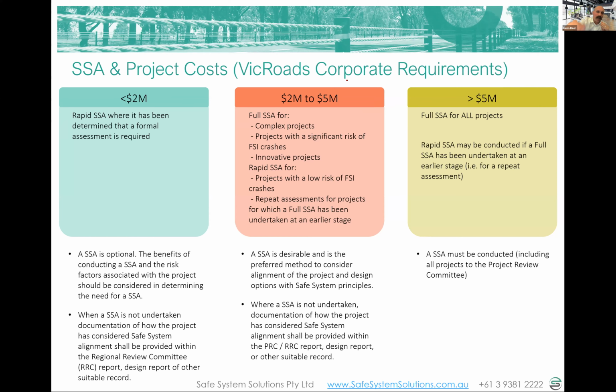But between $2 and $5 million, they're saying a full safe system assessment for anything complex or high risk projects or anything innovative or new, but that a rapid safe system assessment could be done on lower risk projects or repeat safe system assessments. And then above $5 million, there's no choice. Full safe system assessments, all projects, using the proper process, unless you're doing a repeat safe system assessment. Where I say repeat safe system assessment, it's that question that we got before about that feedback loop, or a completely new safe system assessment, one's already been done and you're doing a refreshed one for some reason or another. And remember, you guys use the same team, so it's kind of like you've done that anyway.